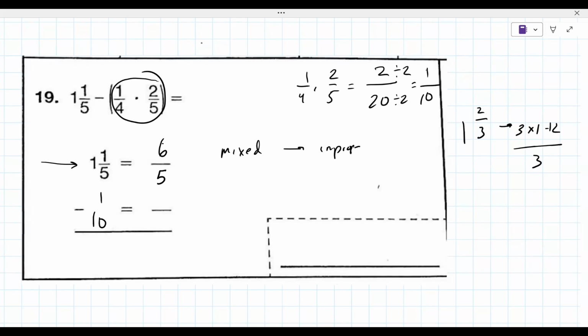All right, now you subtract these fractions, we have to make a common denominator. So it's going to be 12 over 10 minus 1 over 10. I think it's easier to write this way. 12 over 10 minus 1 over 10. What does that become? What is 12 minus 1? Oh, 11. All right, good job.